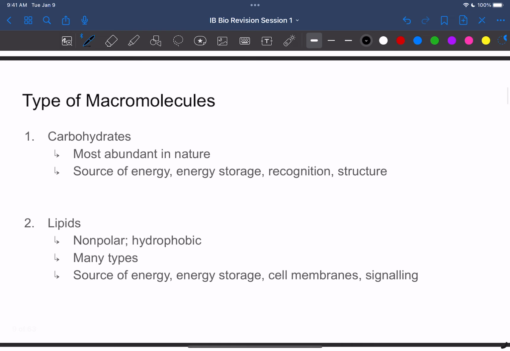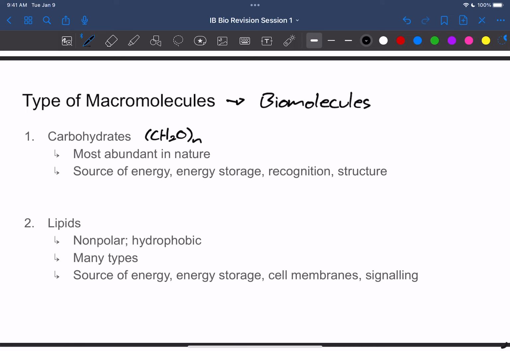Now, with that being said, we're going to go over the types of macromolecules. Another way to say this is biomolecules, and I just mean the major groups of molecules that are found in living systems. First is carbohydrates, and they are the most abundant biomolecule in nature. Their molecular formula is CH2O, and there's an N.